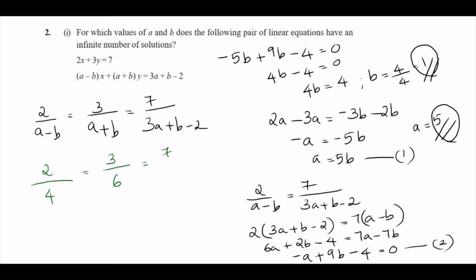That is equal to 7 by a is 5 and b is 1. So 3 into 5 is 15. 15 plus 1 is 16. 16 minus 2 is 14. So here you can see this is 1 by 2 is equal to 1 by 2 is equal to 1 by 2. That is, we will get infinitely many solutions for this pair of linear equations when the value of a is 5 and the value of b is 1.